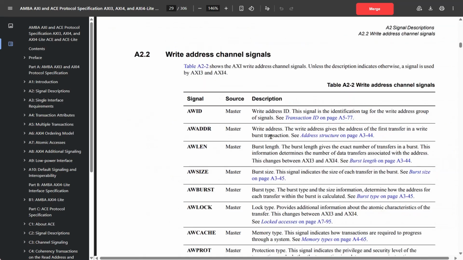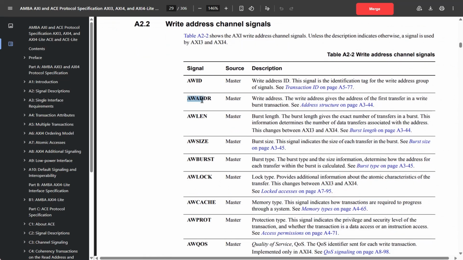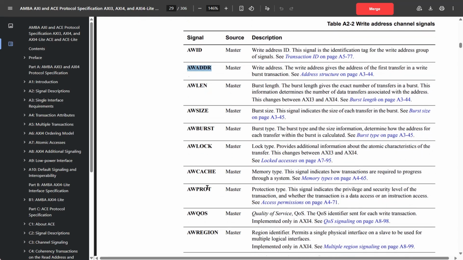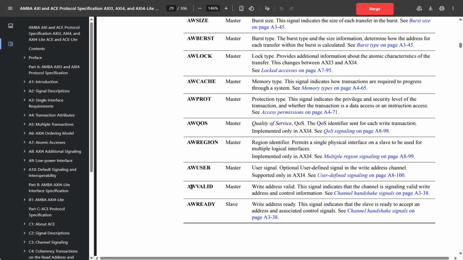In the write address channel signals, if you see, this address is sent from master to the slave. Along with this address, there are many other signals. I am not going into the detail of this. Along with that, there is a valid signal that goes from master to the slave. This is the most important signal I want to talk about. This comes from slave to the master. This is called the ready signal.